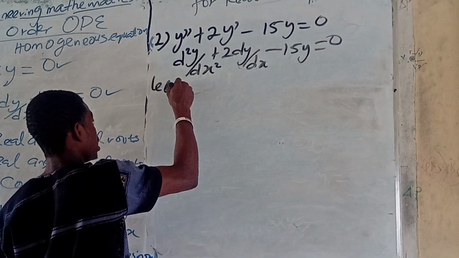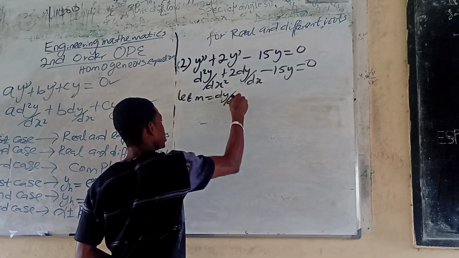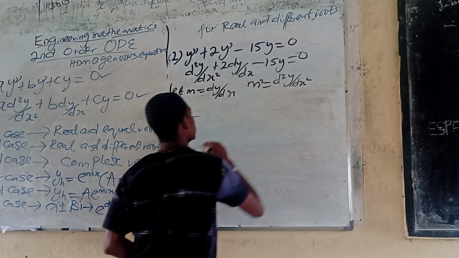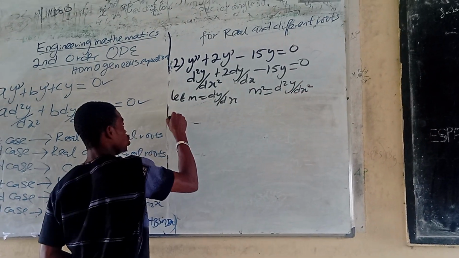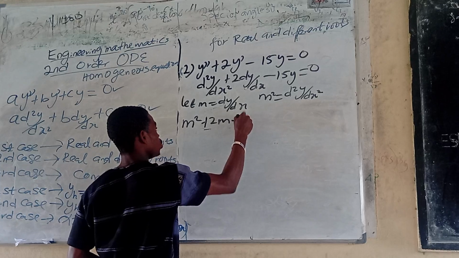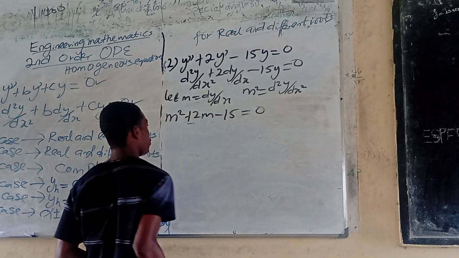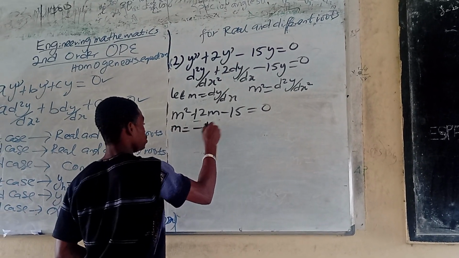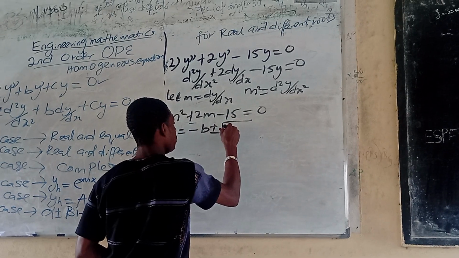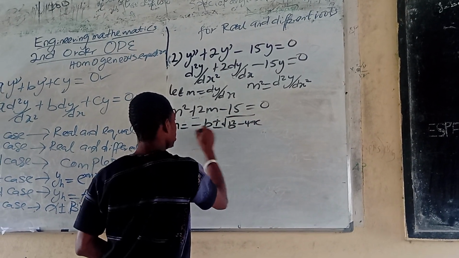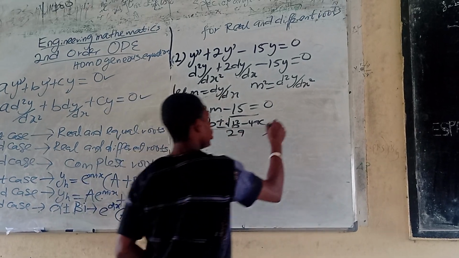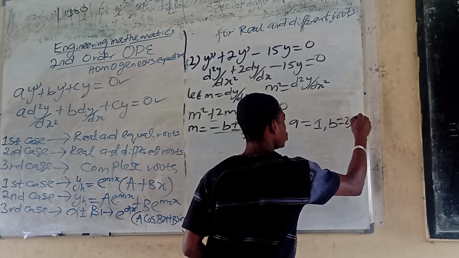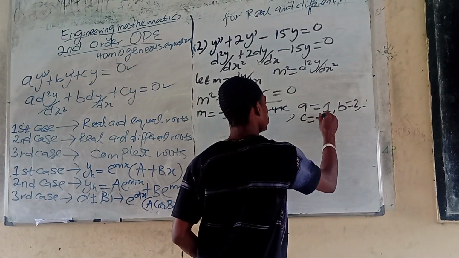Now let m equal dy over dx. m squared equals d²y over dx². So we are going to get m squared plus 2m minus 15 equals 0. Let's still go on with the quadratic formula. So m equals minus b plus or minus the square root of b squared minus 4ac divided by what? 2a. So a equals what? 1. b equals positive 2. c equals minus 15.